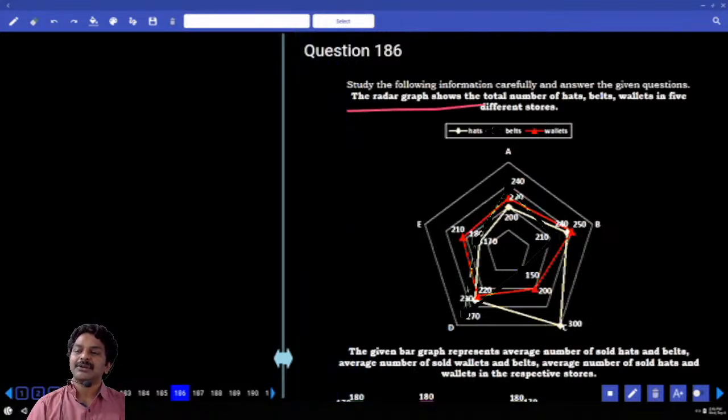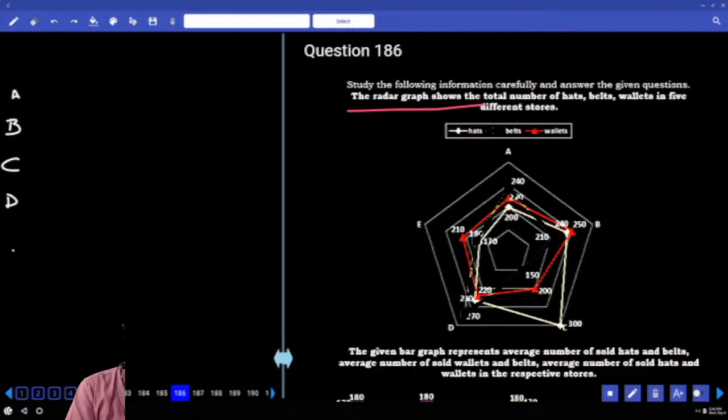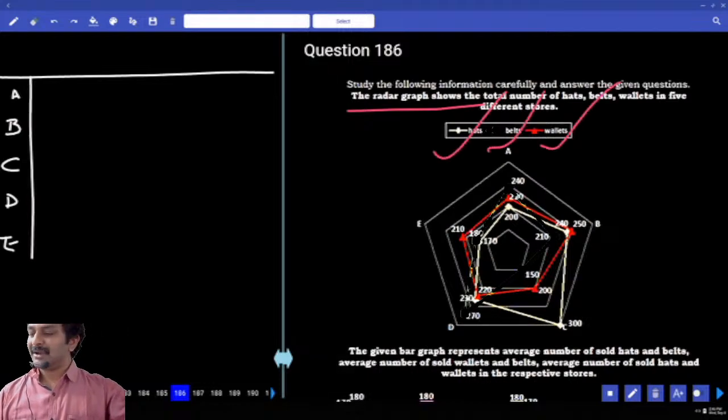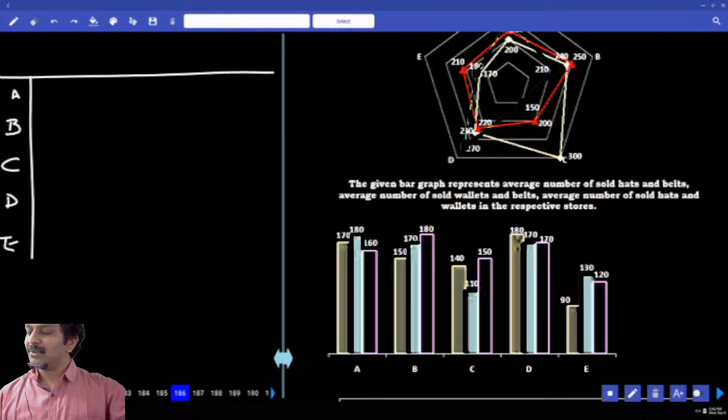Radar graph shows the total number of hats, belts, wallets in 5 different stores. So there are 5 stores. Let me write them. A, B, C, D, and then E. So here we have number of hats, belts, and then wallets. There is one more image. Let's see what it is.